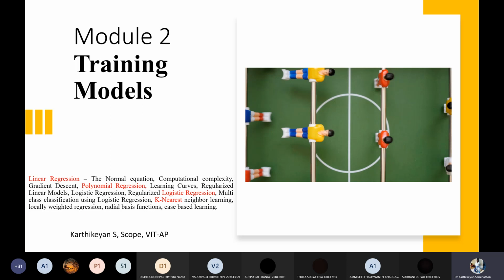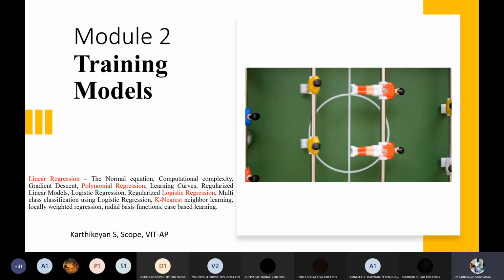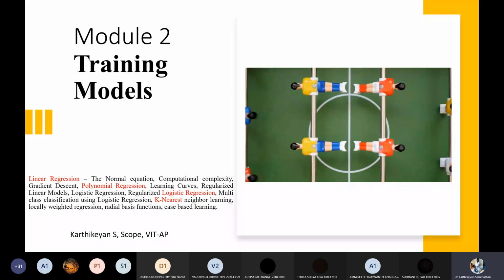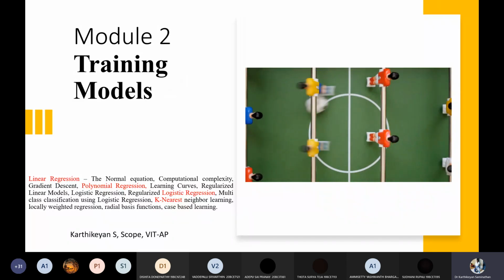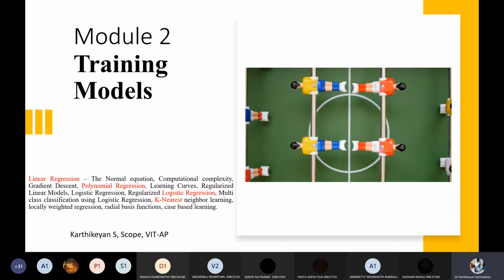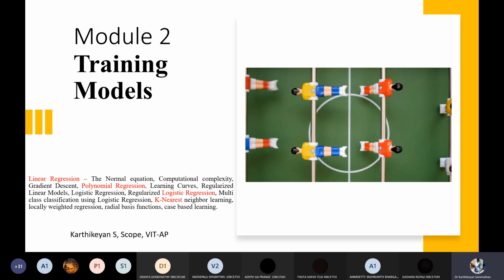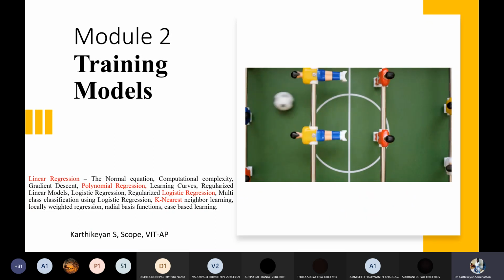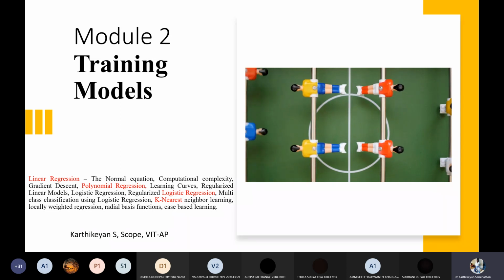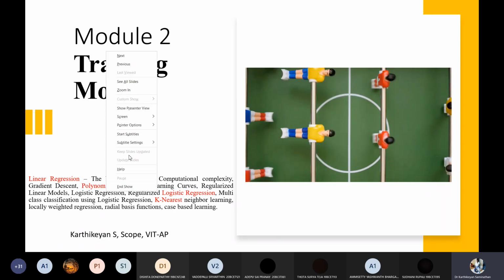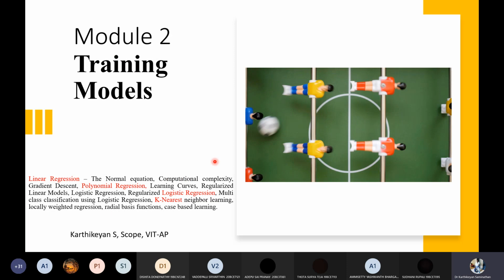Under the classification technique, we have discussed decision tree. Now for regression, we will discuss linear regression, logistic regression, and polynomial regression. Then followed by one more supervised technique, KNN, right? K nearest neighbor learning. So these 4 topics we will learn in module 2. Okay. So now let us move on to the introduction.